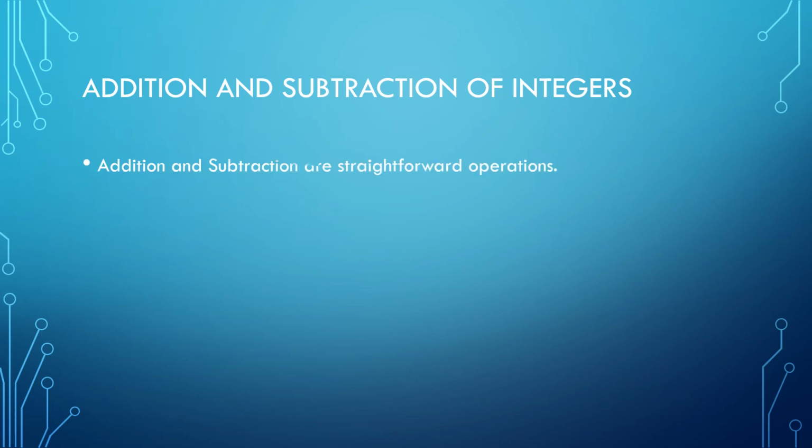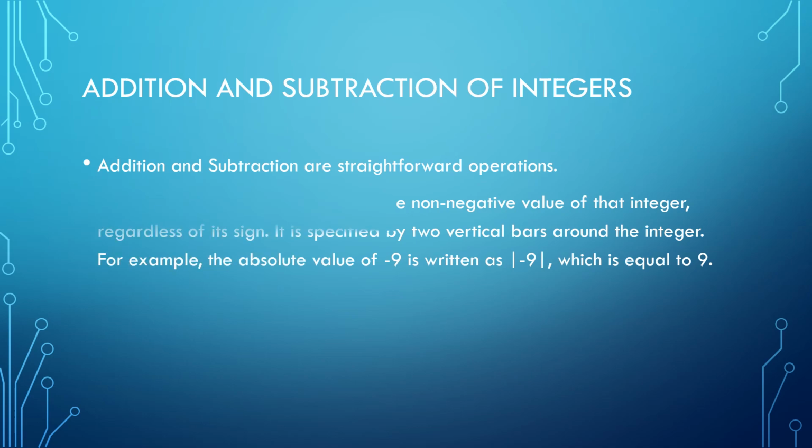Addition and subtraction of integers are relatively straightforward operations. In your earlier math classes, you were most likely taught to use the number line to add and subtract whole numbers. With integers, we will be incorporating negative numbers with our operations, so we will need to learn how to use them correctly. First, you need to know what the absolute value of an integer is.